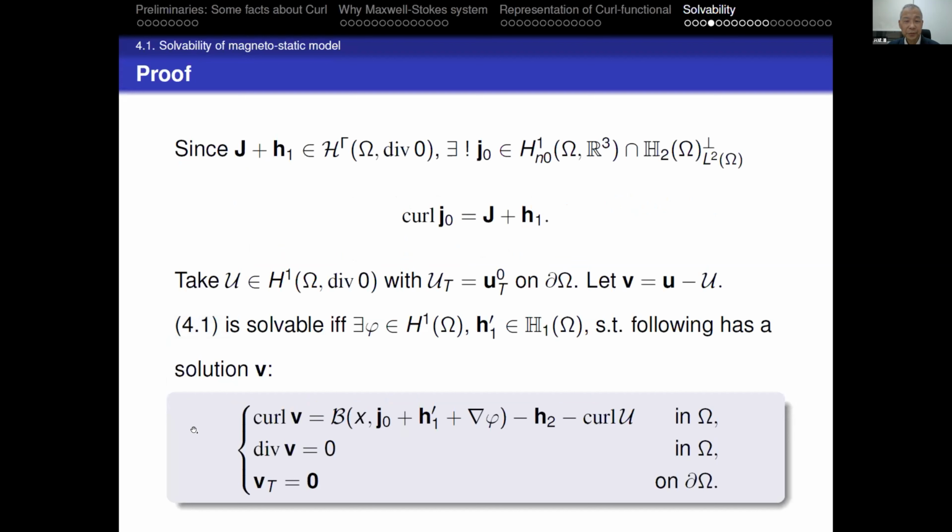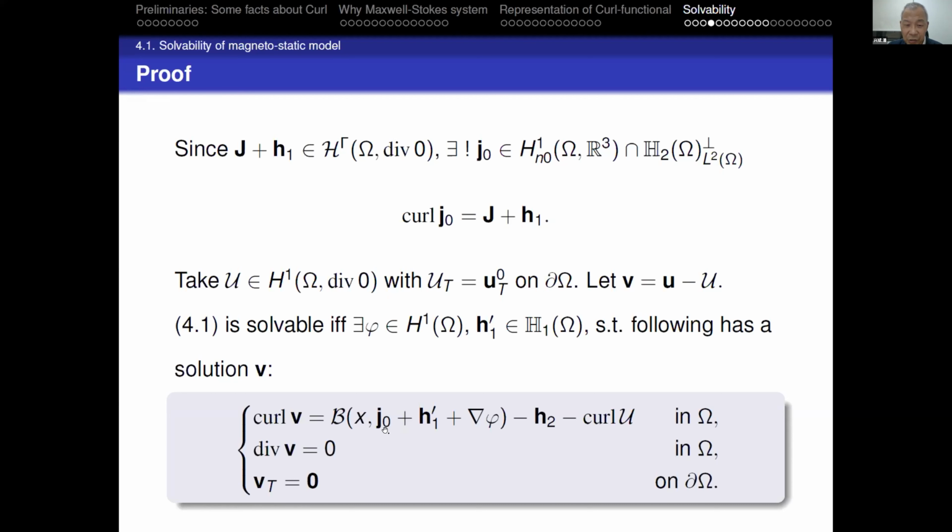Okay, to prove this, because the right side J plus H1 belongs to H gamma, the image of Q, you can write down J plus H1 as Q of another J, J0. And then plugging back into the equation, you see that everything is in the image of Q. So you can use the inverse of H to write the equation in this form. And this changes to the first order equation.